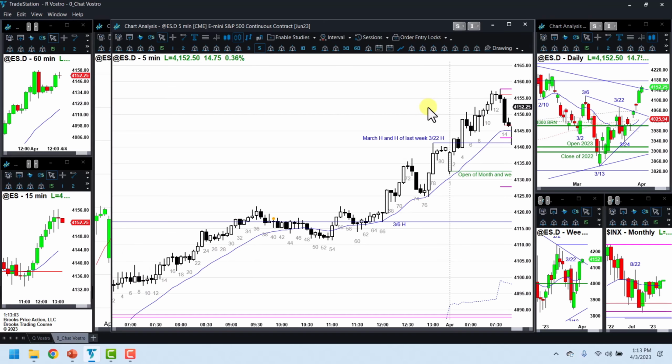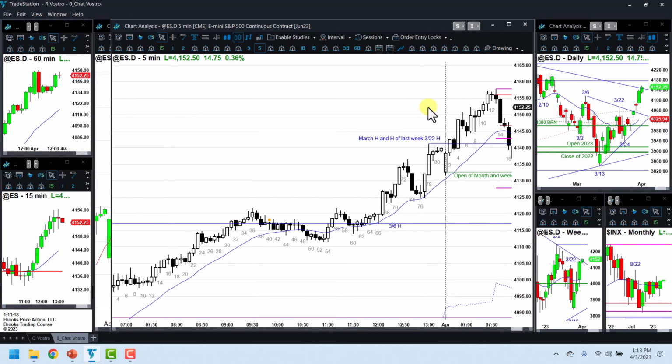Another bear bar, 15. Now we have 3 consecutive bear bars, one of them big and closing on its low. We should get a couple legs sideways to down. So better to be short or flat. And if you're short, you can get out above 13. And now we have another bear bar, 16, closing near its low.